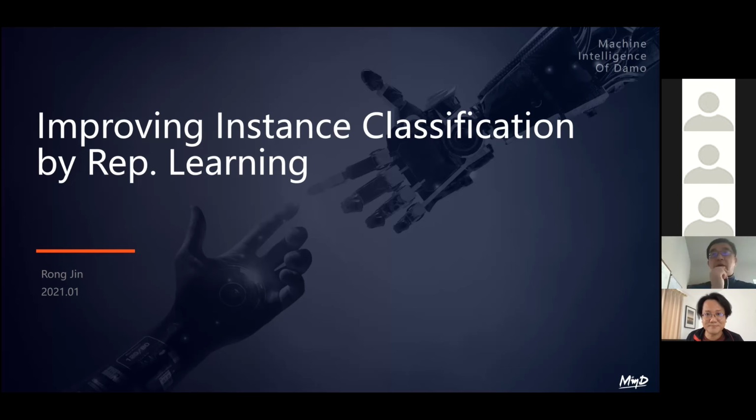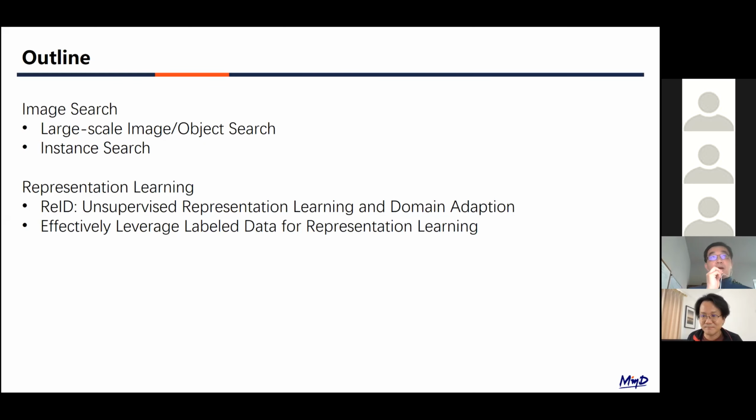All right, thank you everyone for attending this talk. Today I'm going to talk about improving instance classification by representation learning. To outline my talk, first of all, I'm going to discuss representation learning in the case of image search. This includes large-scale image search and instance search. Then I'm going to focus on representation learning by itself using the example of ReID. And I'm also going to discuss how to effectively leverage the class information in the training data for better representation learning.